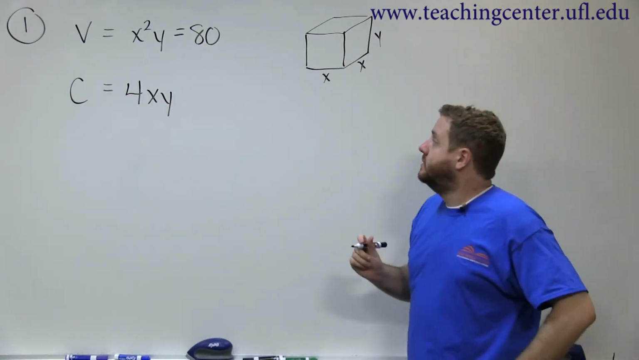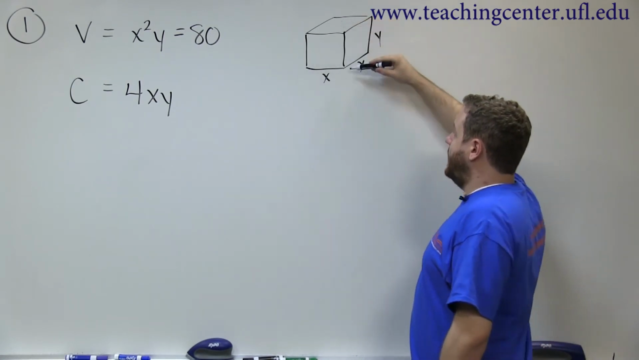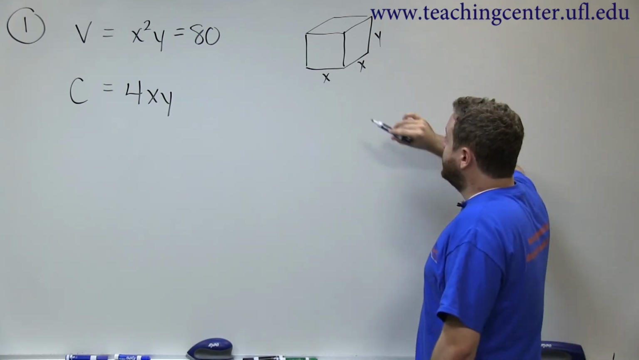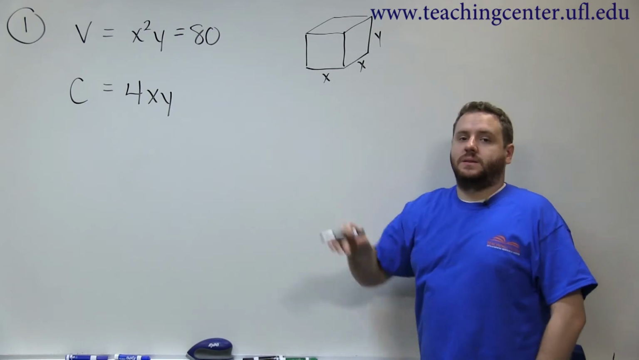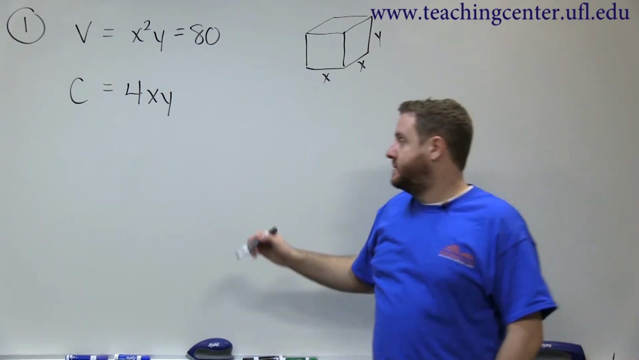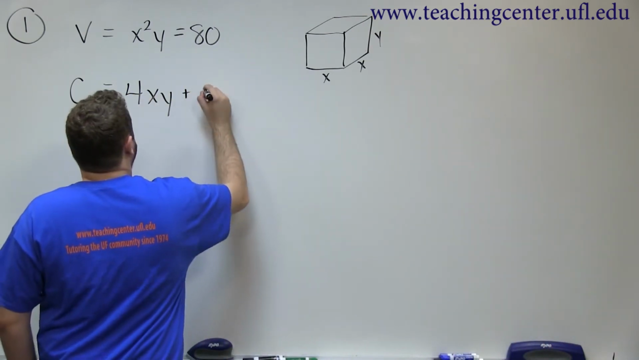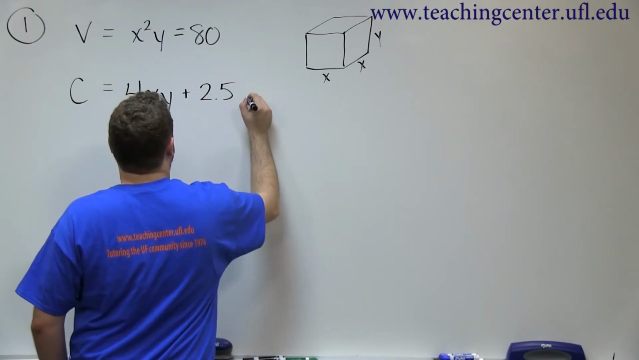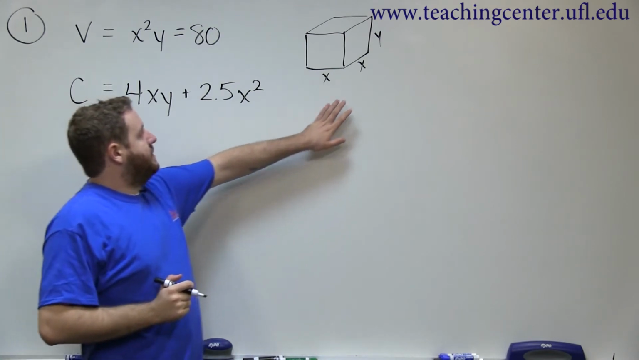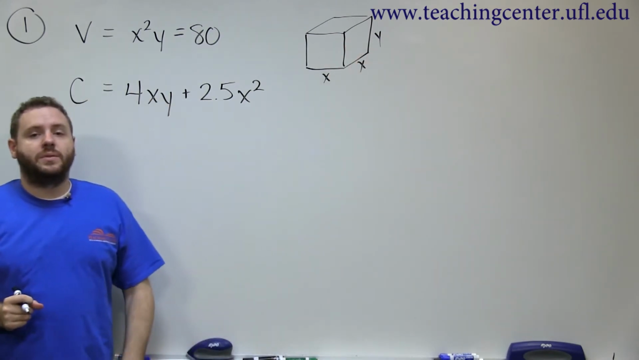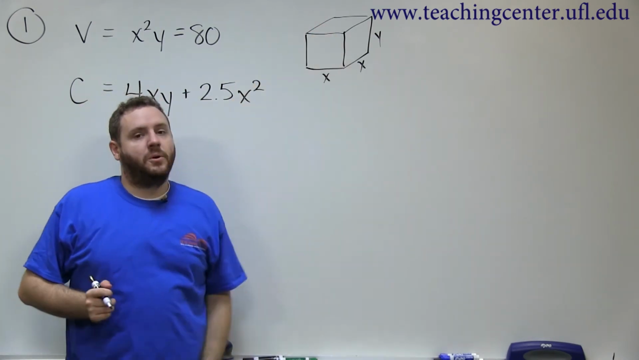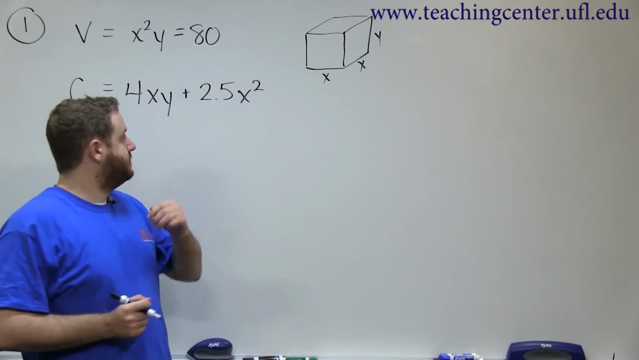Now let's think about the other sides, the top and bottom. Both the top and the bottom have areas of x squared because their dimensions would be x times x. The bottom costs $1, but the top costs $1.50. So we would have 1x squared plus 1.5x squared, which gives us 2.5x squared. Again, we have two sides of x squared, but they cost different amounts. So we're multiplying the bottom one, x squared, by 1, and we're multiplying the top one by 1.5.